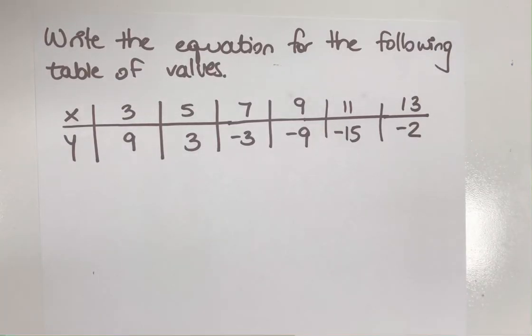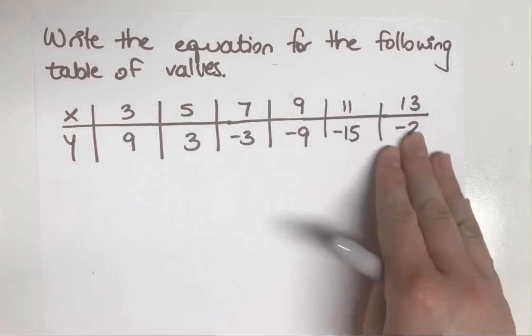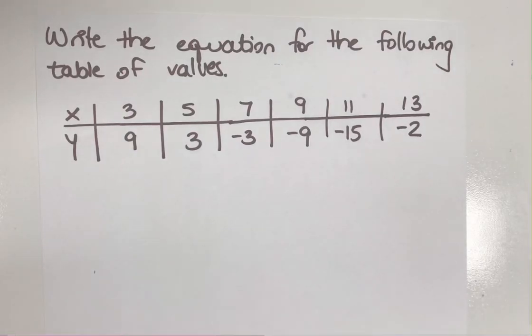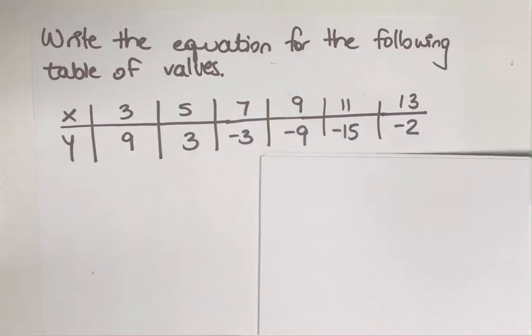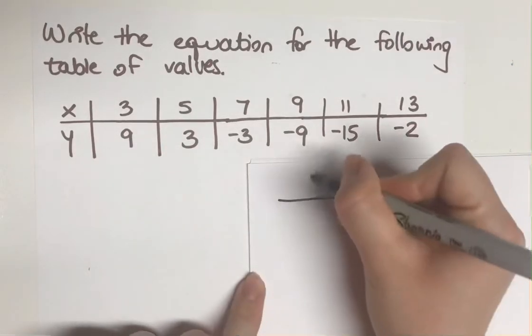In this question, we are being asked to write the equation for the following table of values. You'll notice that the table of values is going horizontally, and this is a little bit different from what we're typically used to seeing. If it's easier for you, you can rewrite the table of values vertically. So if you want to take this and rewrite it like this.